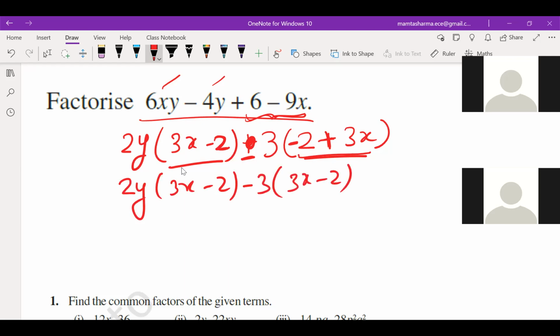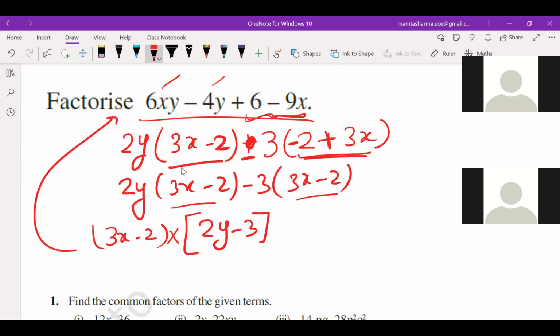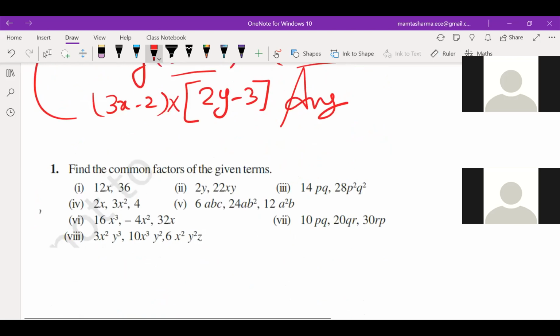Now you can take 3x minus 2 as common, since it is present in both the terms, and you will be left with 2y minus 3. So these are the two factors of the given expression. Okay, this is the answer. Correct?